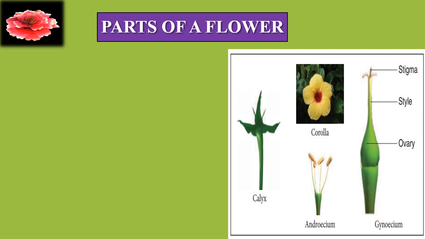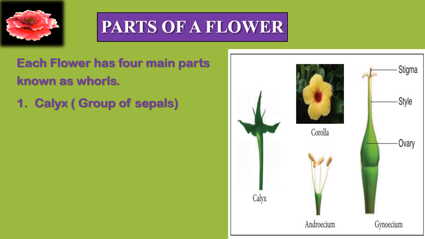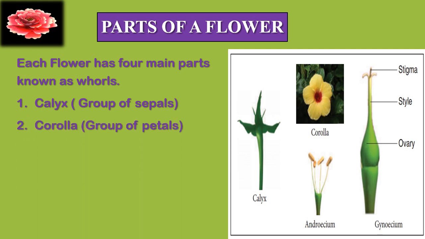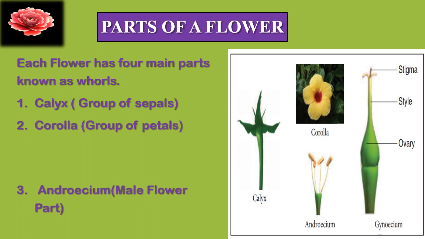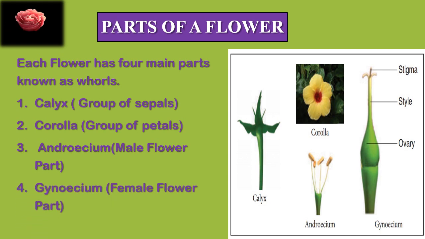Let us know about the parts of a flower. Each flower has four main parts known as whorls: calyx, group of sepals; corolla, group of petals; androecium, male flower part; and gynoecium, female flower part.